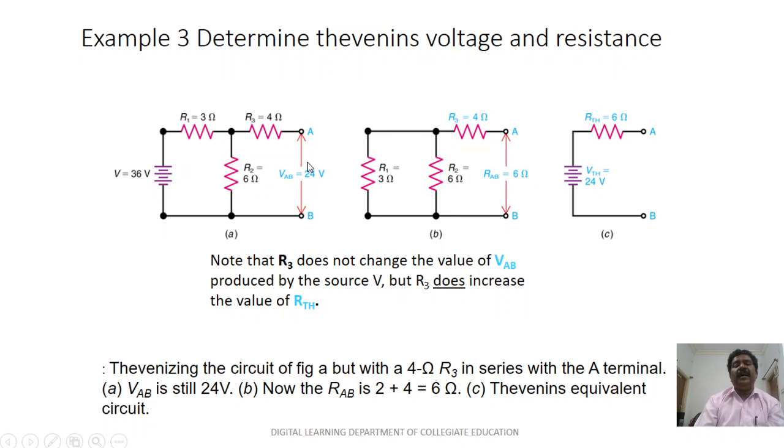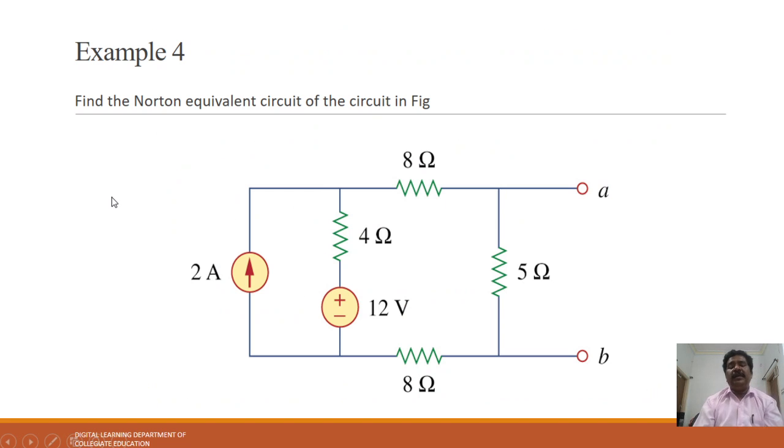Once we get the VTH value and RTH value, we write the equivalent circuit, as we are going to see here in circuit C. So this is the way to solve the given networks using Thevenin's theorem.